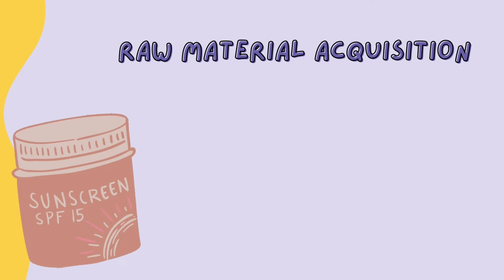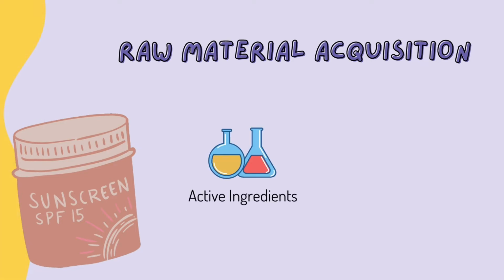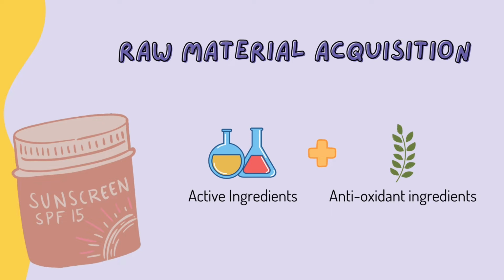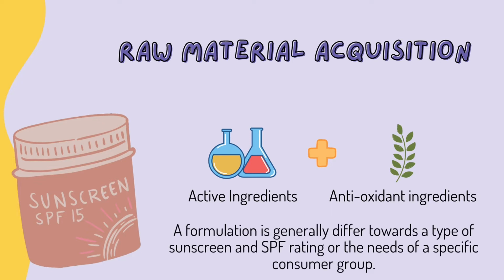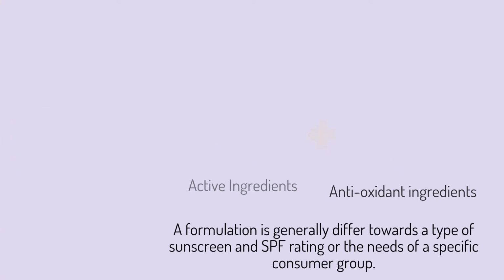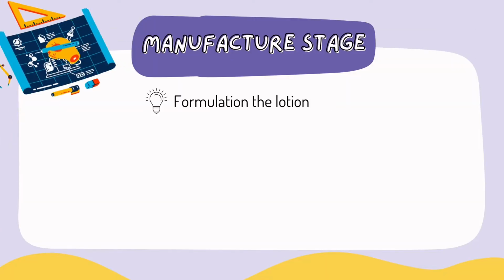The first stage of the sunscreen life cycle is raw material acquisition. Most sunscreens use combinations of active ingredients with antioxidant ingredients for a specific formulation. A formulation generally differs according to the type of sunscreen, the SPF rating, or the needs of a specific consumer group.